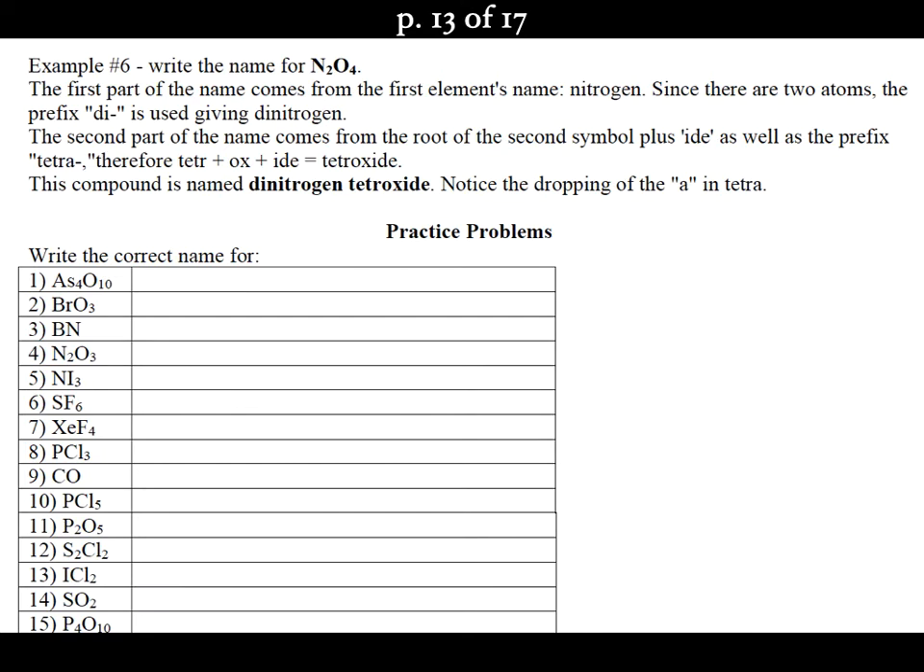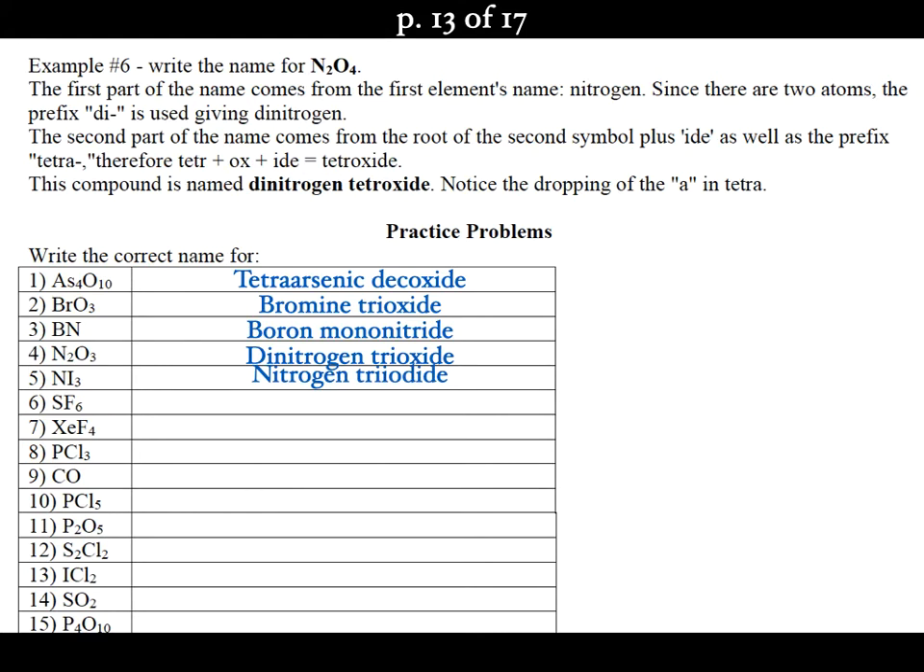Okay. Number 1, tetraarsenic decoxide. 2, bromine trioxide. 3, boron mononitride. 4, dinitrogen trioxide. 5, nitrogen triiodide. 6, sulfur hexafluoride. 7, xenon tetrafluoride. 8, phosphorus trichloride. 9, carbon monoxide.